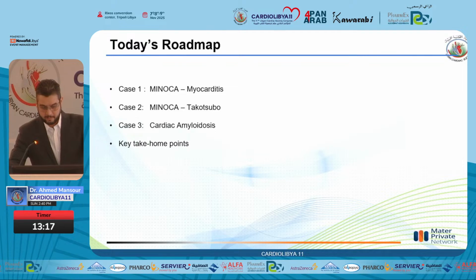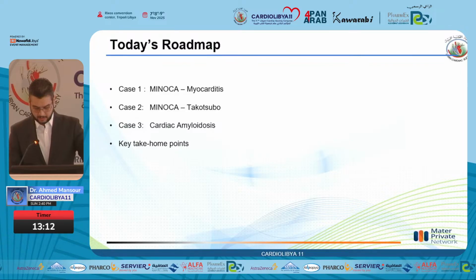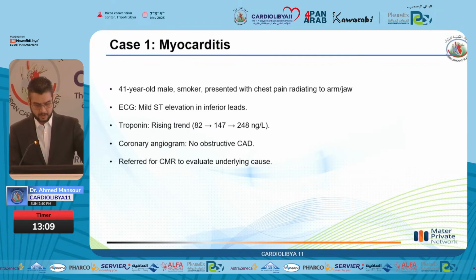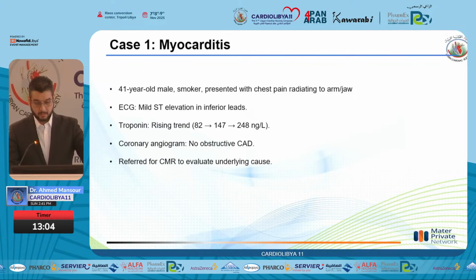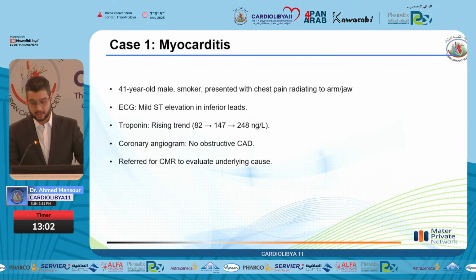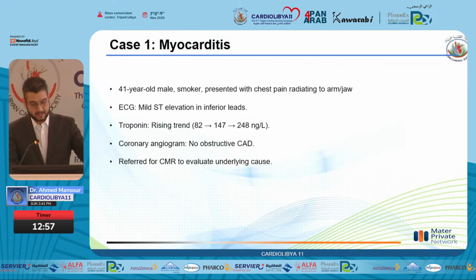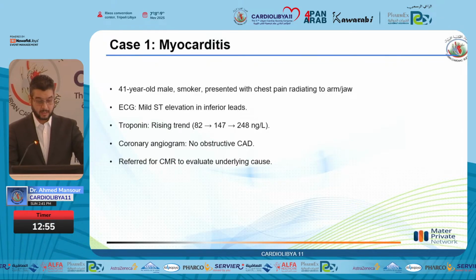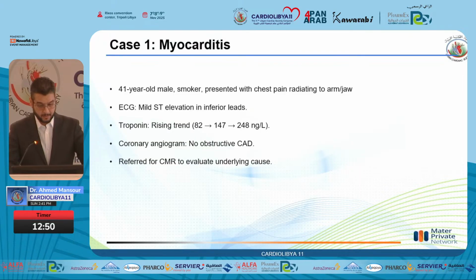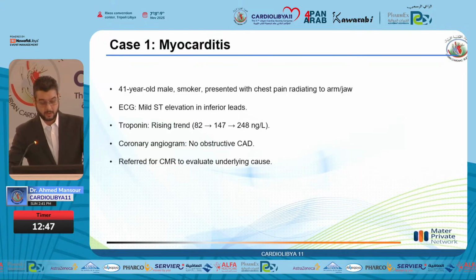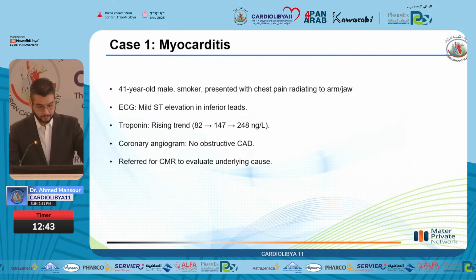So 2 cases of MINOCA, myocarditis, Takotsubo, and 1 case of cardiac amyloidosis. Moving to the first scenario, a 41-year-old gentleman who's a smoker presented with chest pain radiating to the arm and jaw. ECG showed some abnormalities, a little bit non-specific. Troponin was consistently rising. So the impression here was that he was more likely having an acute coronary syndrome.